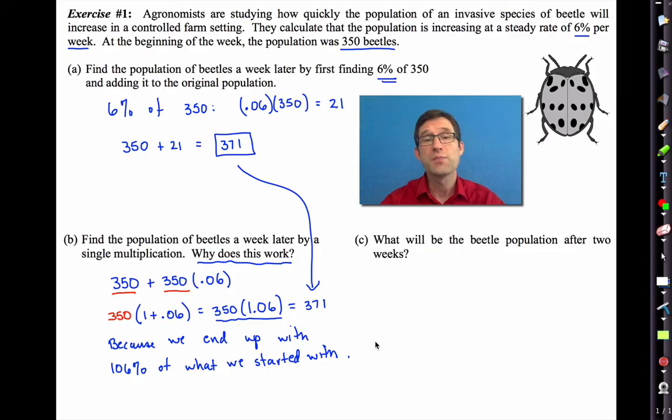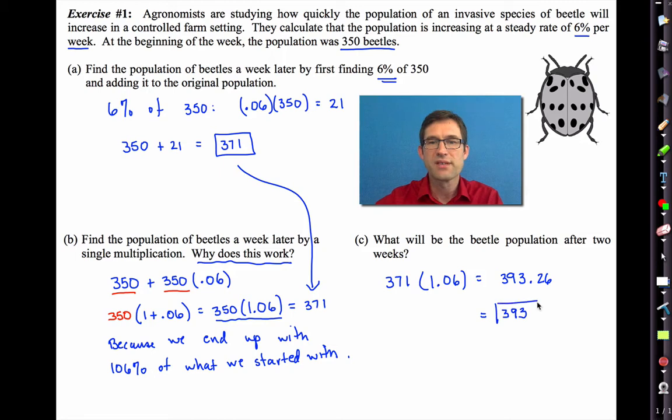All right. What's beautiful now is finding the population after 2 weeks is a snap, right? Because we can now take my 371 and just multiply by 1.06 again. And what will we have? Well, we'll actually have a decimal this time, 393.26. And granted, in a certain sense, that's a non-viable solution because we can't have a decimal beetle. I mean, I don't like beetles, but whatever. But we're going to say that that's 393 beetles, right? It's as simple as that.